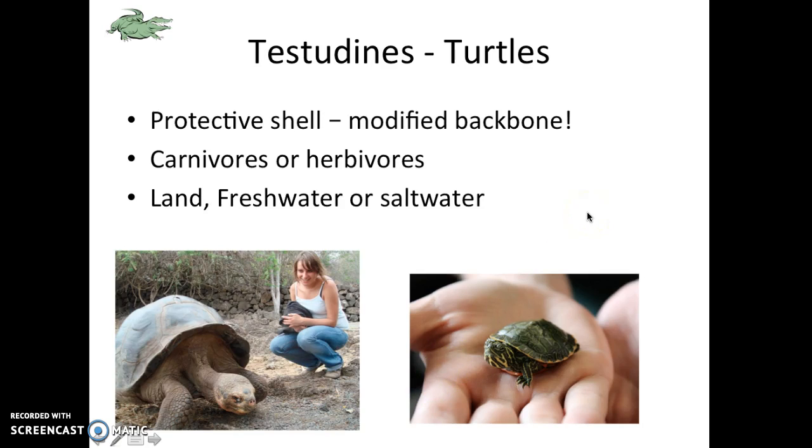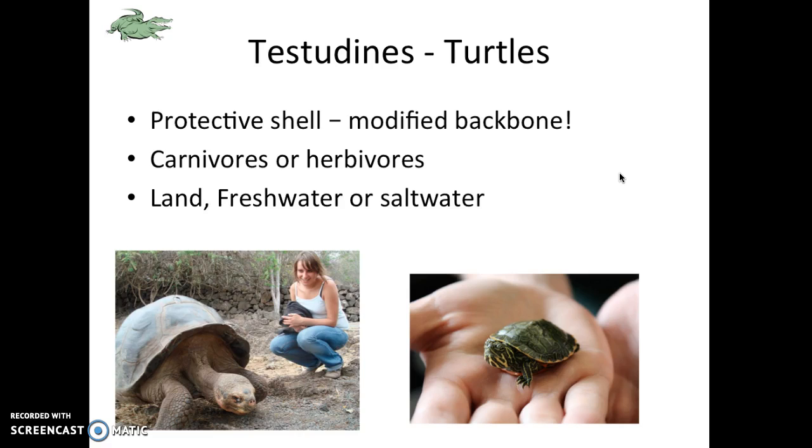Our last group, Testudines, includes turtles. These animals have a protective shell, which is actually a modification of their backbone. So when you're looking at a tortoise or a turtle's shell, that's actually their backbone that has been shaped into a shell. They can be carnivorous.